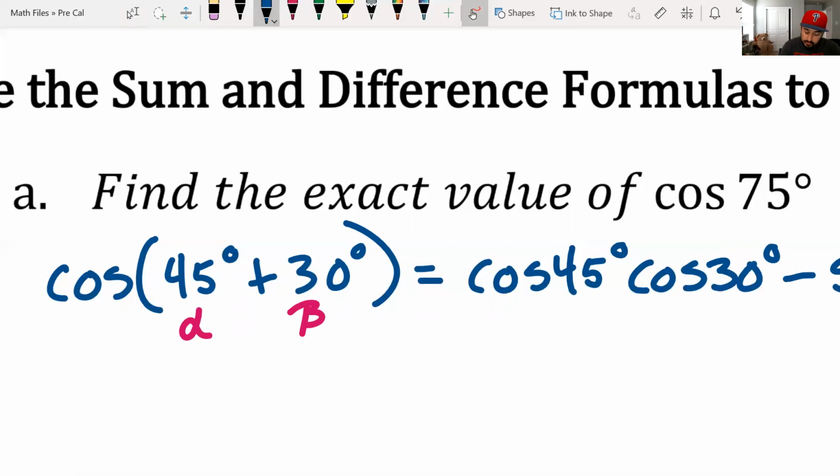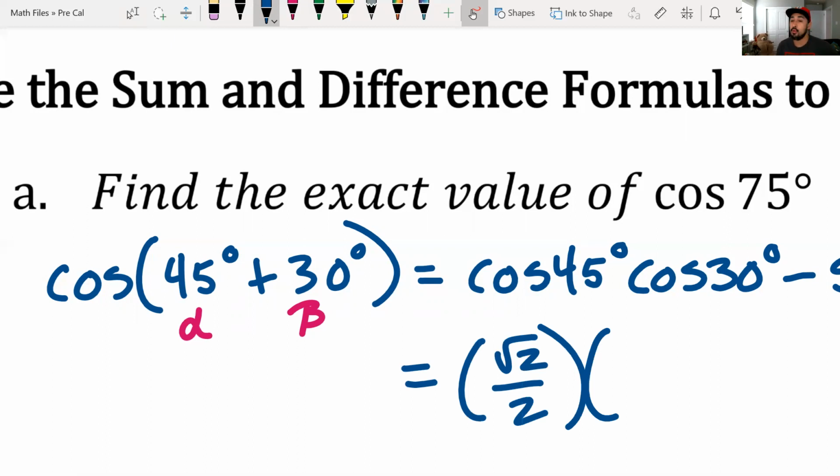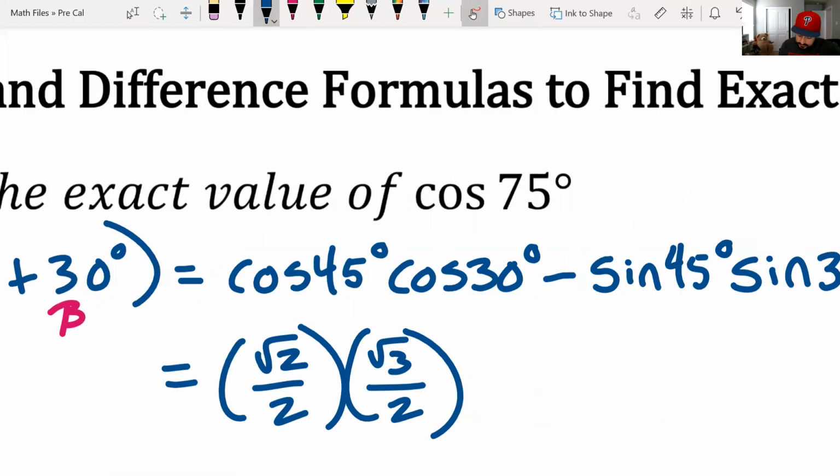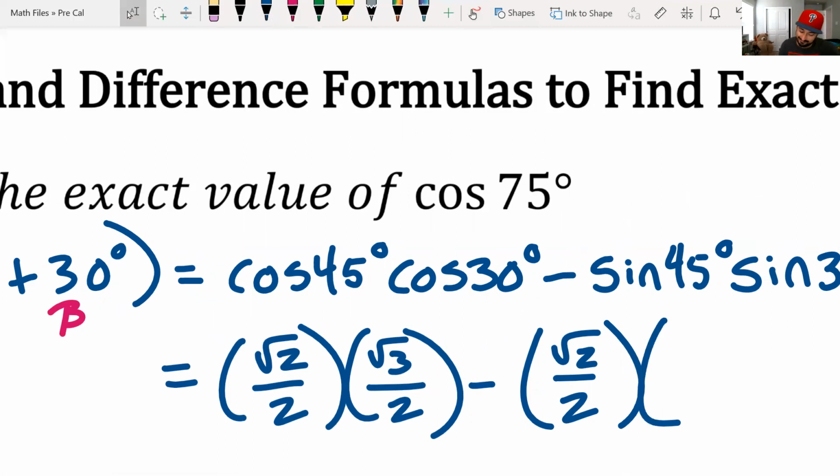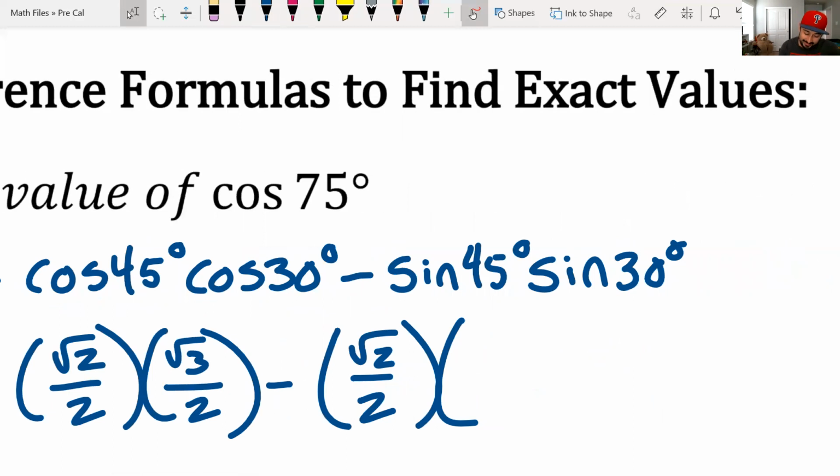Okay, so now let's simplify using the unit circle. What is cosine at 45 degrees? Cosine at 45 degrees is square root 2 over 2. Now, what is the cosine at 30 degrees? Cosine at 30 degrees is square root 3 over 2. Minus, what is sine at 45 degrees? Sine is square root 2 over 2. And then what is the sine at 30 degrees? Sine at 30 degrees is 1/2.